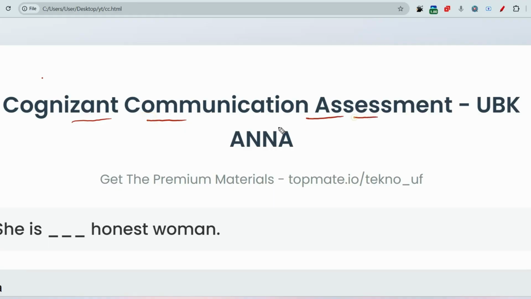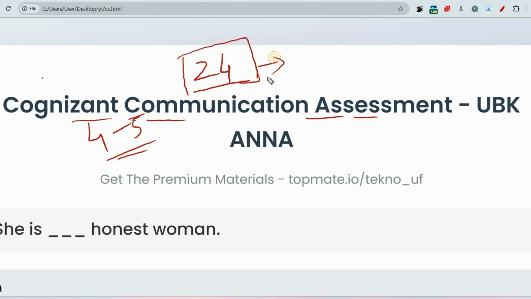As all of you know, guys, there will be 4 to 5 sections. Among these, one section is very important, in which you will get a total of 24 marks, and this is the game-changing section, called error detection or grammar. In this section you will have a total of 24 questions, and if you perform well in this round, it will have a very good impact.